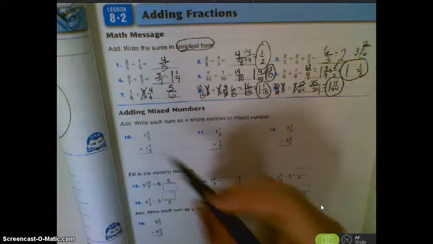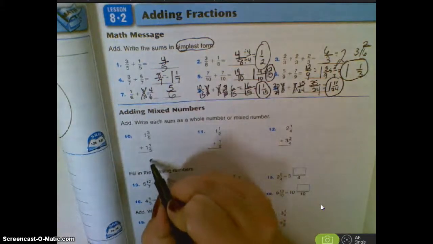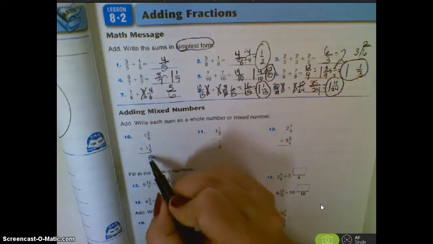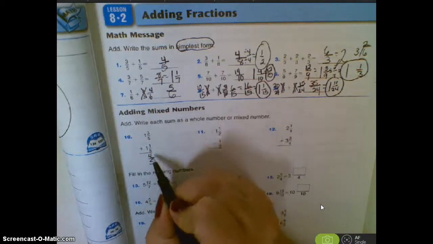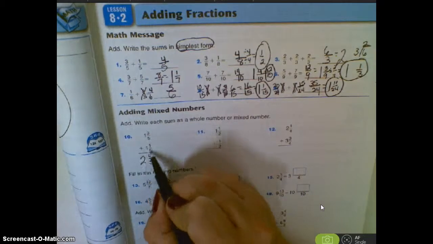Adding mixed numbers. Now these have common denominators, so we can just add our fraction first. Keep our denominator 5. Add our numerator. 3 plus 1 is 4. We can't reduce that at all, so we're ready for our whole number. 1 plus 1 is 2. 2 and 4/5.